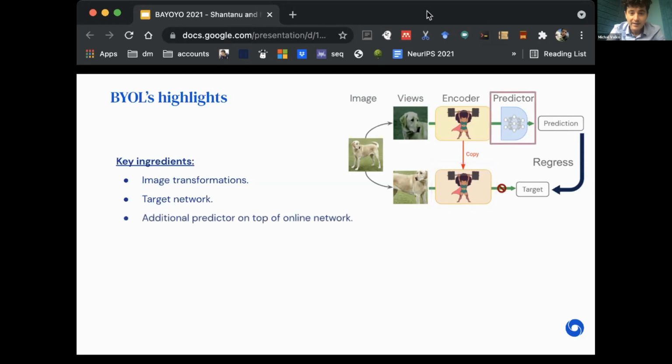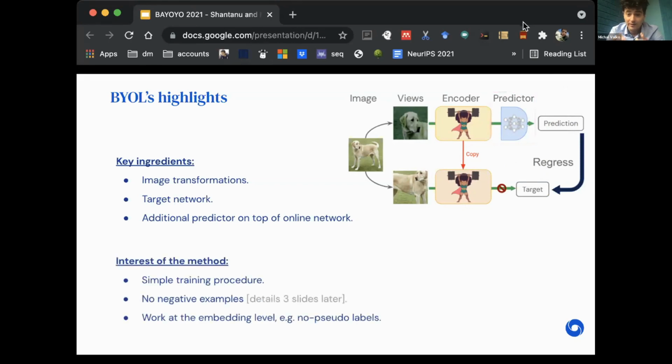I showed you one specific way to create labels. The other thing that we did, which was very important, is this additional predictor on top of the encoder that made this whole structure asymmetric. Additionally, the interest of this procedure, and this is something that Shantanu will use in the second part, is that it is an extremely simple training procedure, because you can just change already existing architectures.